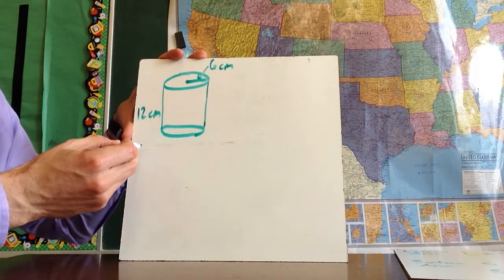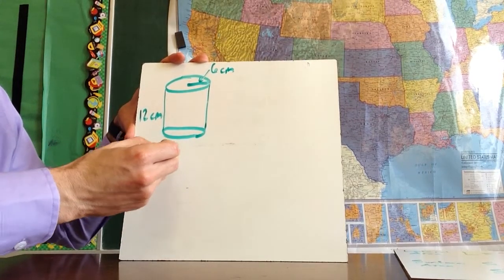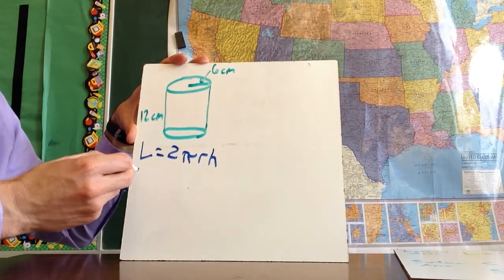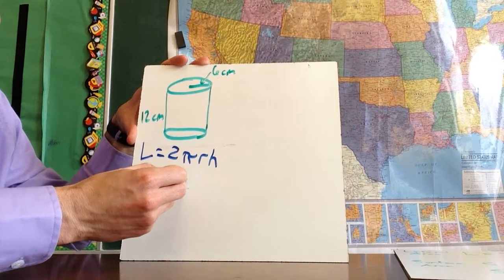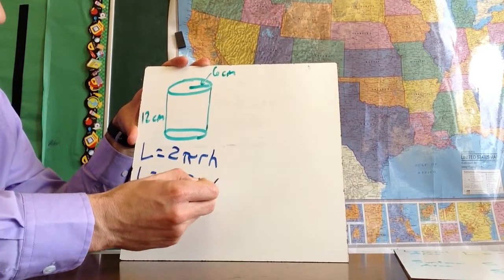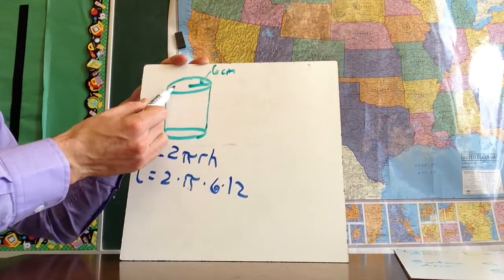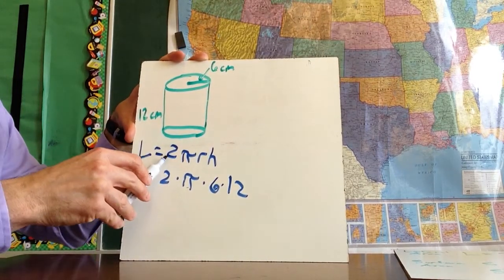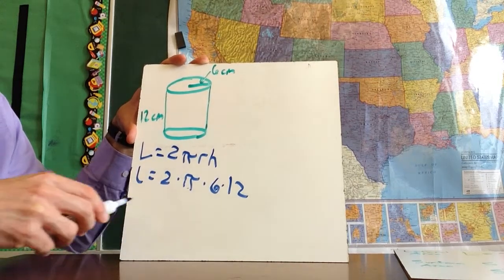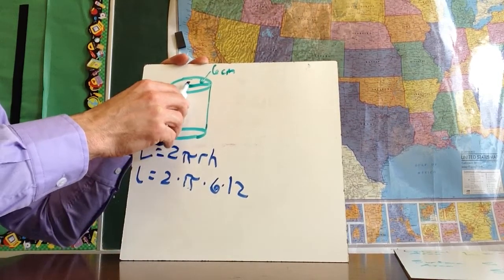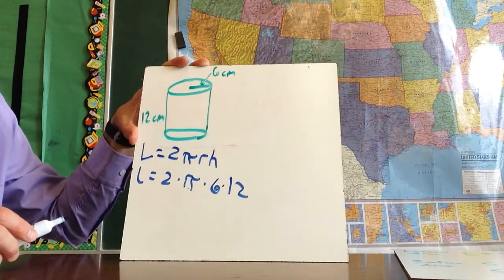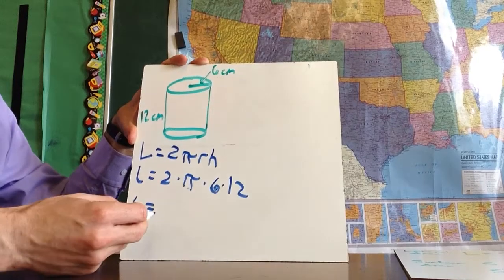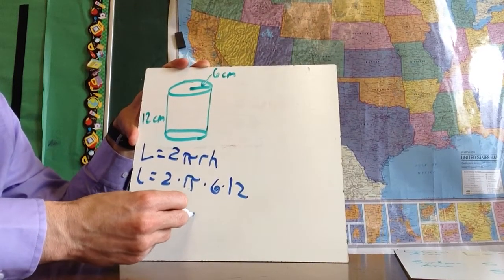And so to find the lateral area, I'm going to go 2 times pi times radius times height. So this is 2 times pi, the radius is 6, the height is 12. Now just be careful because sometimes they'll give you the diameter here. If they give you diameter, you got to find half of that, or you can just get rid of the 2 and just go pi times diameter, because 2 times 6 would be 12, and 12 would be the diameter. And so this becomes 2 times 6 is 12, times another 12 is 144 times pi.